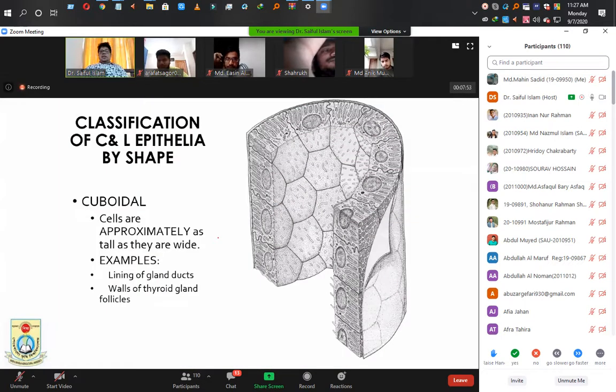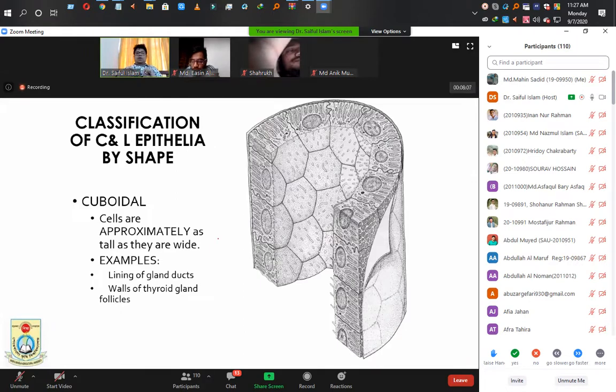And next, the cuboidal epithelium. Definitely the cells have almost equal length, breadth, and height. You can see the picture under the electron microscope. This is cuboidal epithelium. Here you can see that it has length, breadth, and also height. So this is the 3D picture.